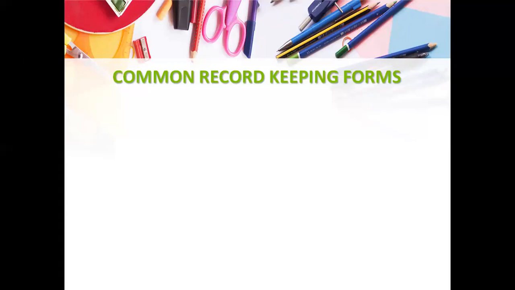Then we have various flow sheets, like for example your TPR chart, which I think you must have seen and filled up, and your medication chart. All of these come under flow sheets. Then we have your nursing care plans. So these are various types of forms which we use to keep a record in the hospital.